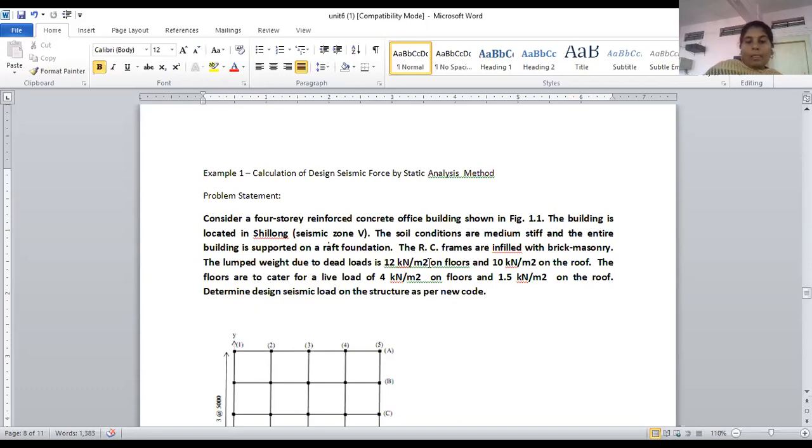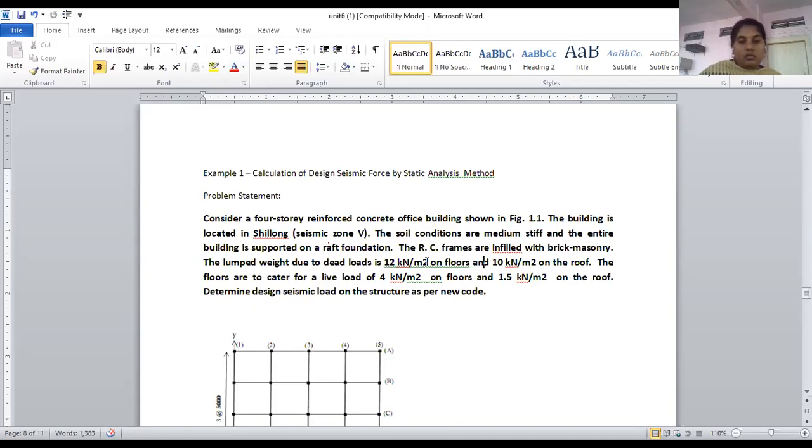Next, the dead load on the roof is equal to 10 kilonewton per meter square.